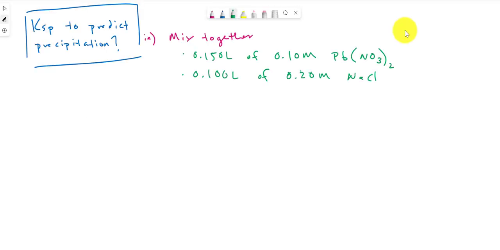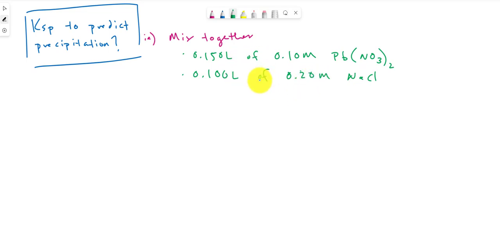Okay, so I promised that we would get to a point where we can use KSP to predict solubility instead of having to memorize a table or interpret a table. So let's do that with an example here where we have essentially two beakers. One beaker has 150 milliliters of this lead nitrate solution at this concentration, and a second beaker has 100 milliliters of NaCl or sodium chloride solution. And we're going to mix these beakers together.